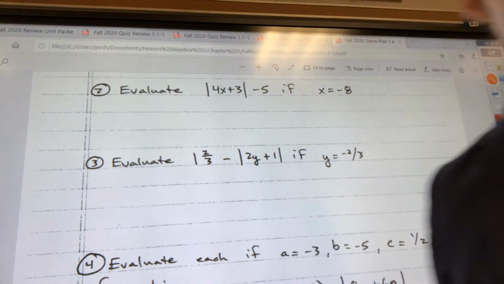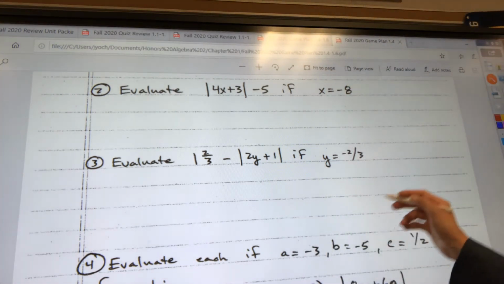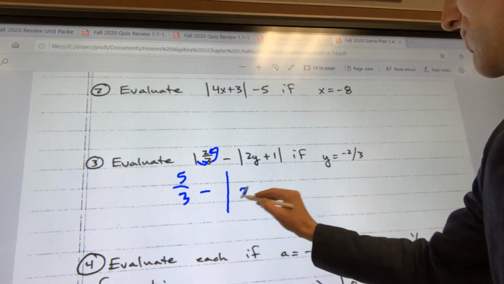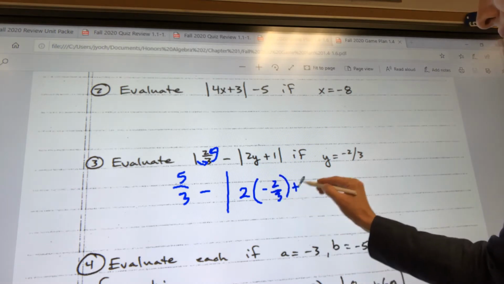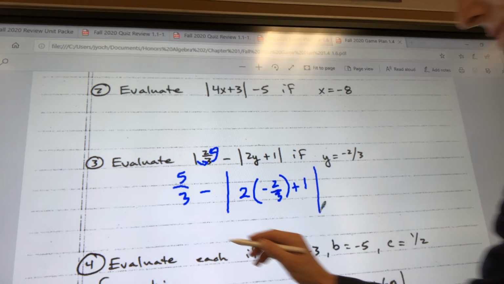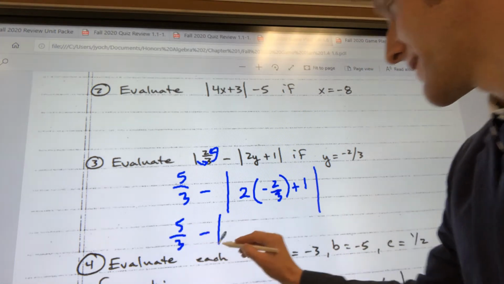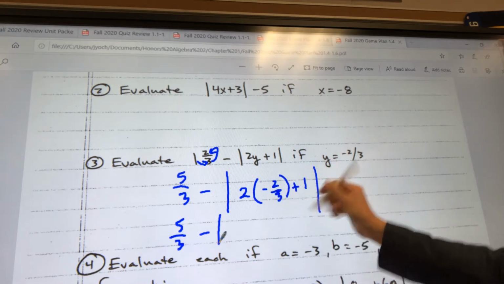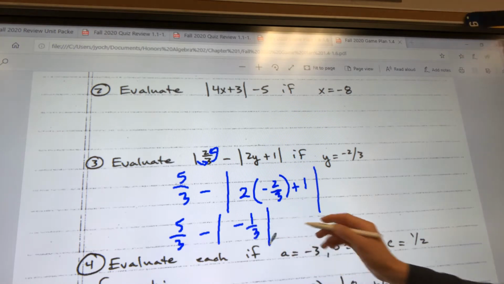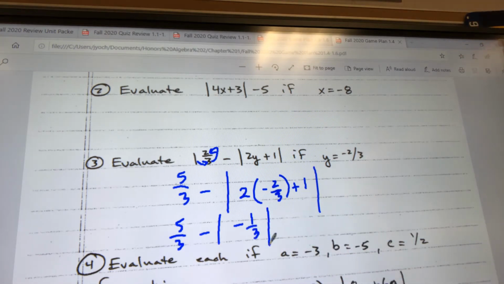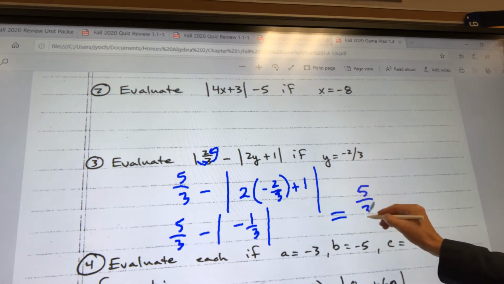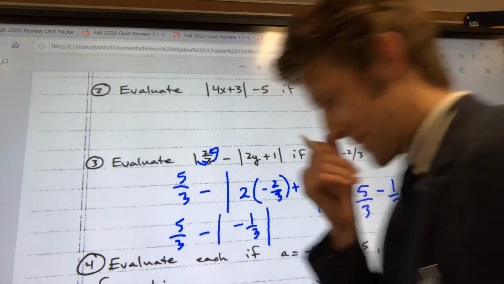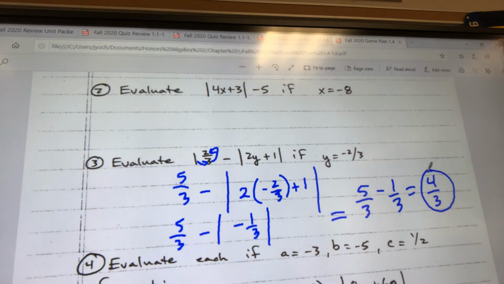So let's look at number 2. It says evaluate 1 2/3, which is 5/3, minus 2 times y plus 1. Wow, fractions. Okay, so 5/3 minus, this is going to be a negative 4/3. A negative 4/3 plus 1 is a negative 1/3, because it's a negative 4/3 plus 3 over 3. So we have 5/3 minus 1/3, which is 4/3. All right, that's how that one cleans up. Again, fractions.